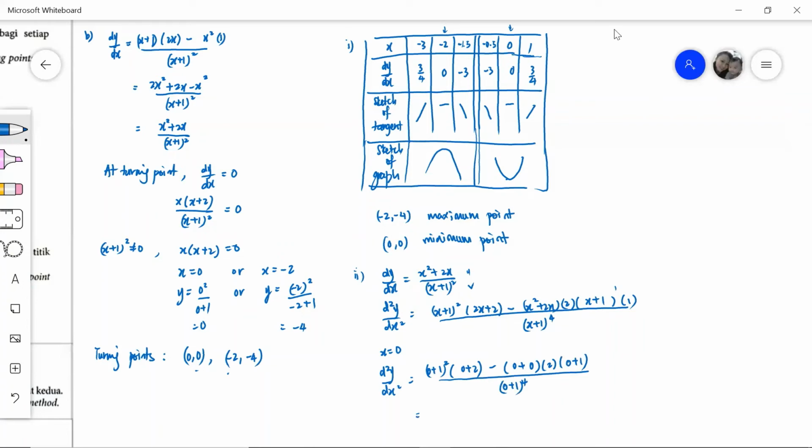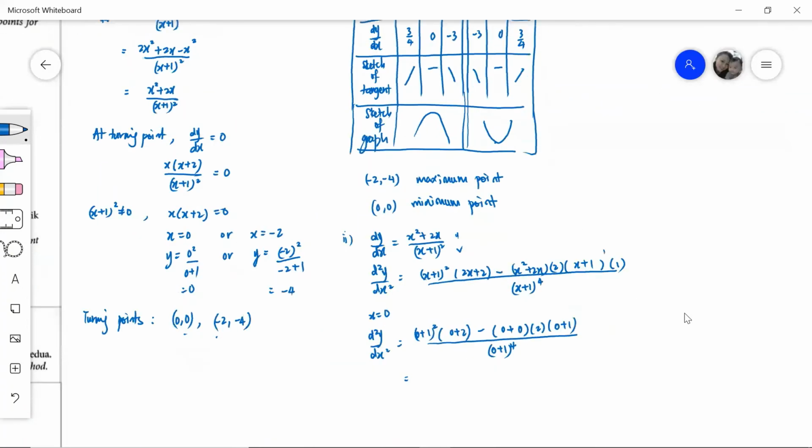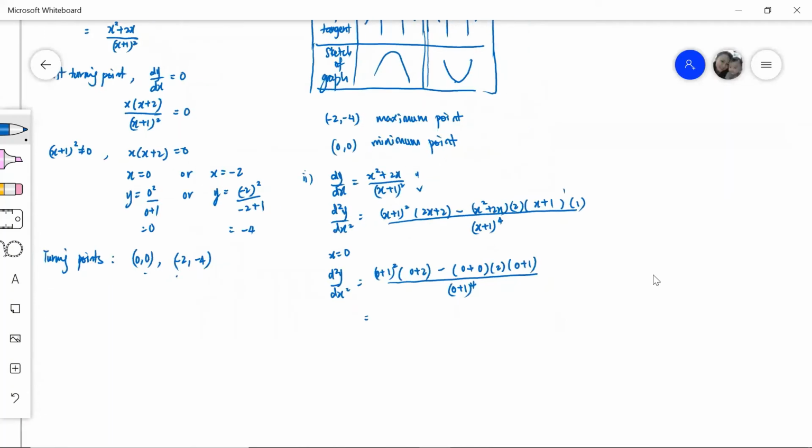Okay, so for this one, (0 plus 1) squared, we have 1. 1 times (0 plus 2) is 2. And then this whole thing is 0. 0 times anything is also 0, maintain as 0, over 1. So the answer here is 2.